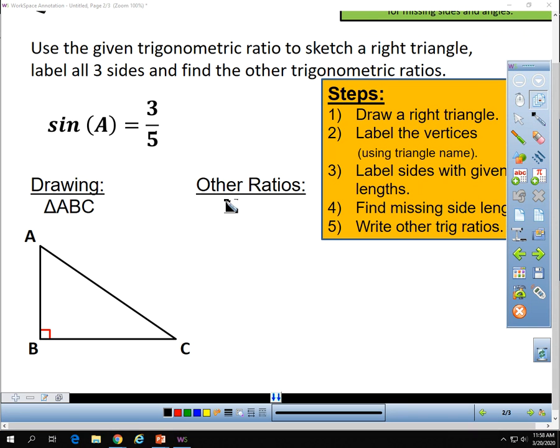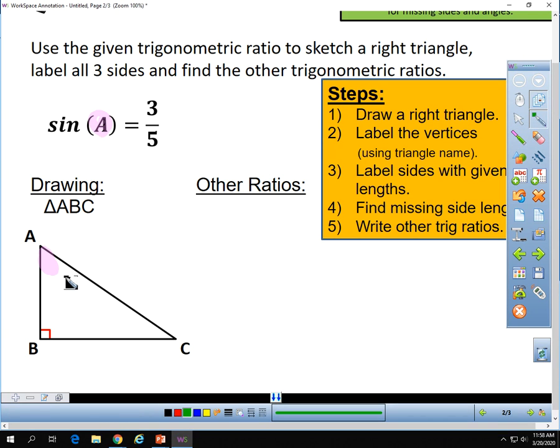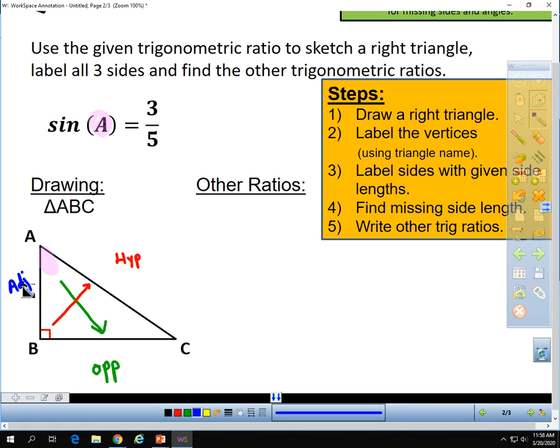Okay, so let me start doing step 3 right now. I'm going to label the ratios. Before I start labeling them, I need to find the angle of reference. They tell us that we have sine of A. That means that A is the angle of reference. Across from the angle of reference, we have the opposite side. In order to label this one, we need to see this 90-degree angle. Across from the 90-degree angle, we have the hypotenuse. And the side that we haven't labeled would be the adjacent.